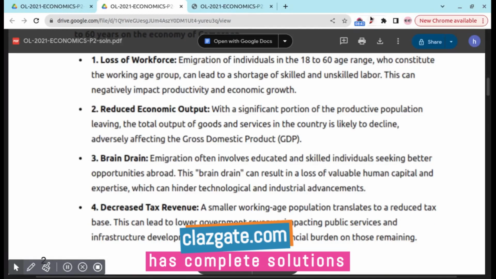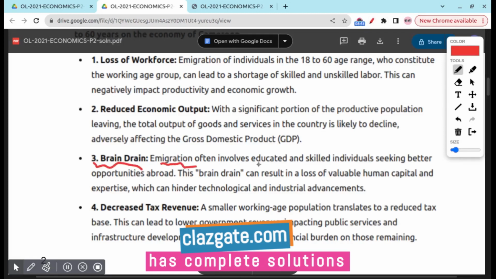We have the brain drain, as emigration often involves educated and skilled individuals seeking better opportunities abroad. This brain drain can result in a loss of valuable human capital or expertise. So we will lose our expertise, which can hinder technology and industrial advancements. And then decreased tax revenue.